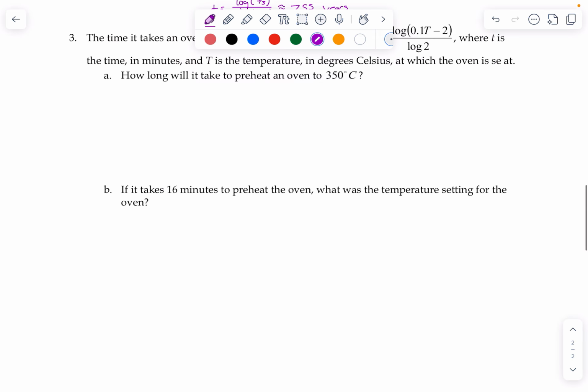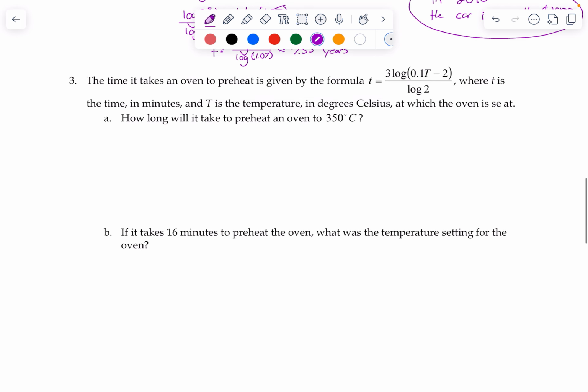Last problem. The time it takes an oven to preheat is given by the formula little t, all right, so time, is equal to 3 log 0.1 big T minus 2 over log 2, where t is the time, so it's defining the variables for us. In this case, capital T is temperature in Celsius, at which the oven is set, and t is time in minutes. Okay, that's fine. How long will it take to preheat an oven to 350 degrees Celsius?